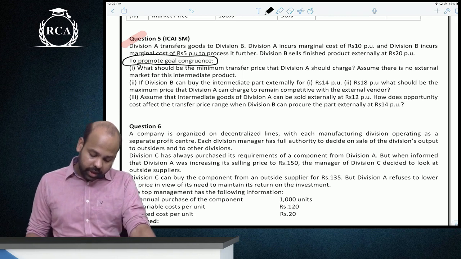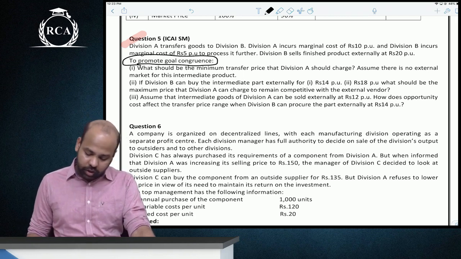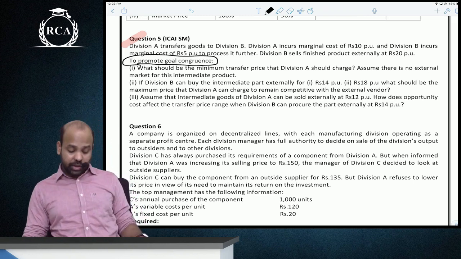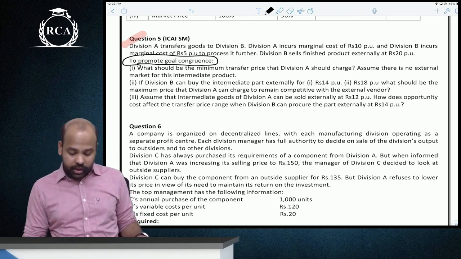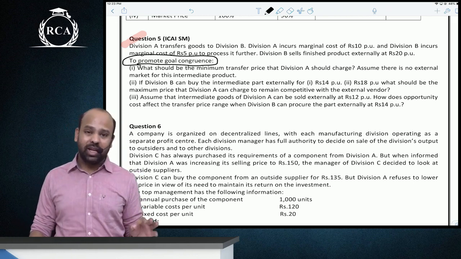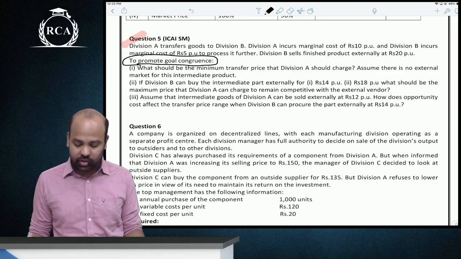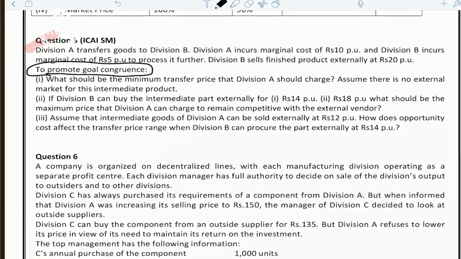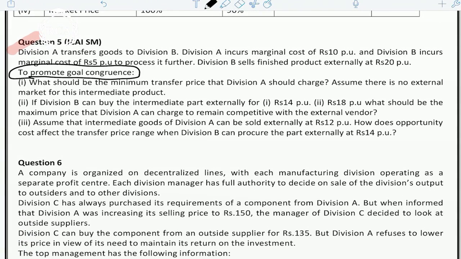Assume that intermediate goods of division A can be sold externally at 12 rupees per unit. How does this opportunity cost affect the transfer price range when division B can procure that part externally at 14 rupees per unit? A very basic question, a very simple question, guys. I would wait for a minute so that you read the question and then we'll do it collectively. Very simple question beta, we'll do it together. Read the question once fully beta.